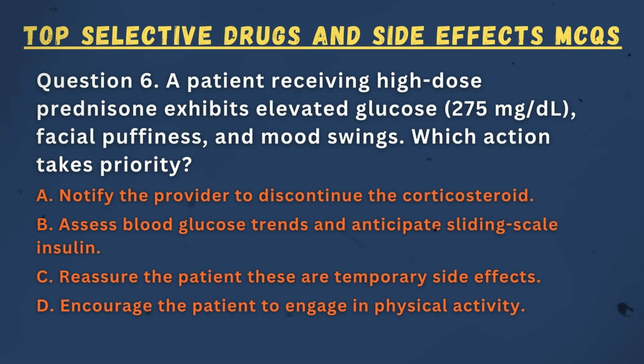A. Notify the provider to discontinue the corticosteroid. B. Assess blood glucose trends and anticipate sliding scale insulin. C. Reassure the patient these are temporary side effects. D. Encourage the patient to engage in physical activity.